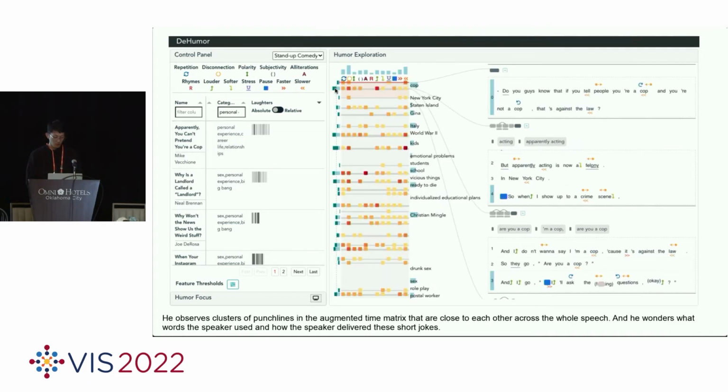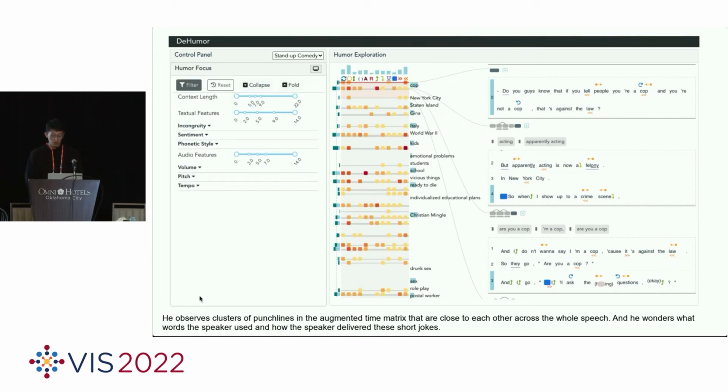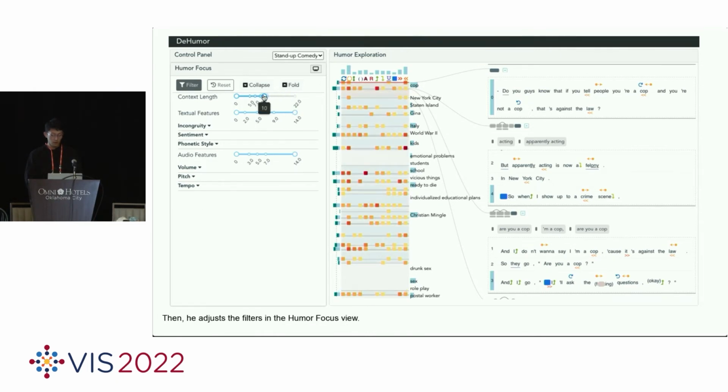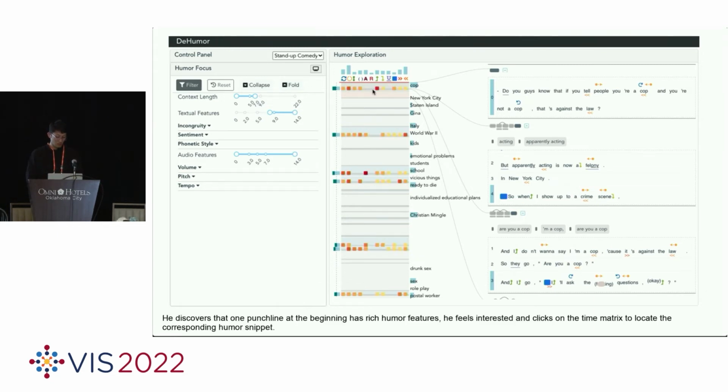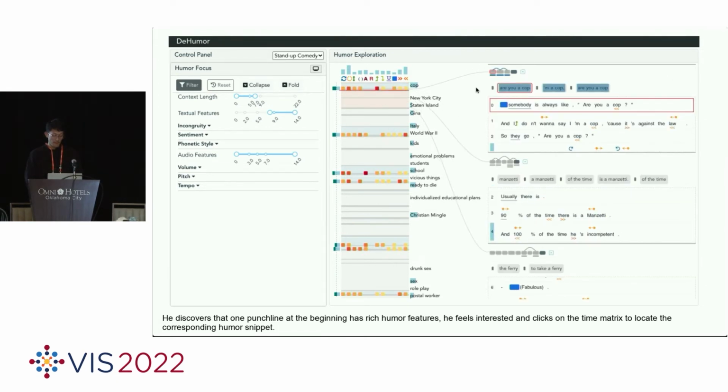He observes clusters of punchlines in the augmented time matrix that are close to each other across the whole speech. And he wonders what words the speaker used and how the speaker delivered these short jokes. Then, he adjusts the filters in the humor focus view. He discovers that one punchline at the beginning has rich humor features. He feels interested and clicks on the time matrix to locate the corresponding humor snippet.